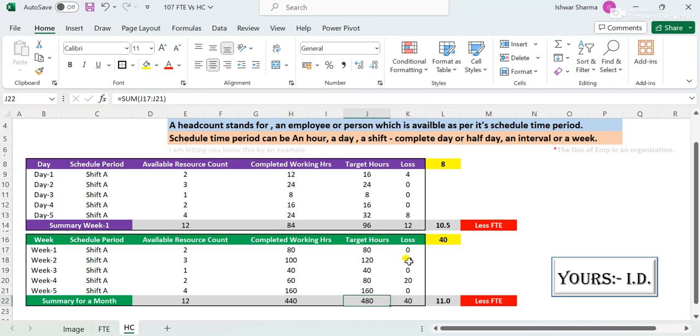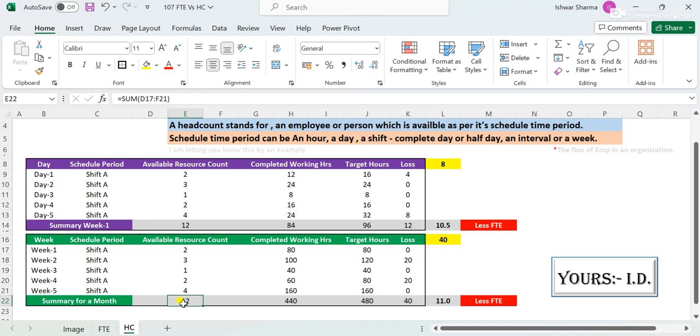So what is the loss? The loss is 20 hours. Here the loss is 20 hours. So we find the FT is 11, while the headcount was 12 for that month. So we decide how many people we have to take into the company to complete the FT.